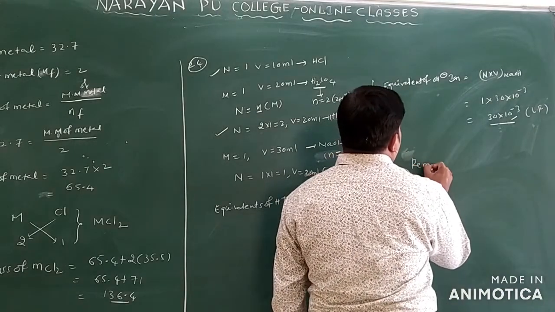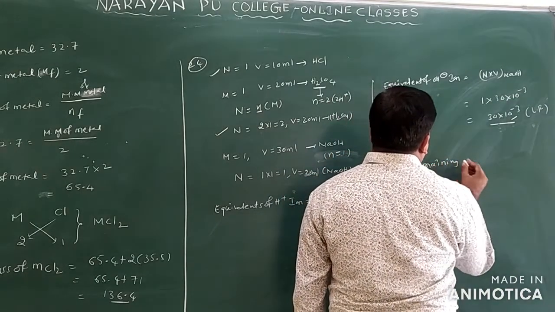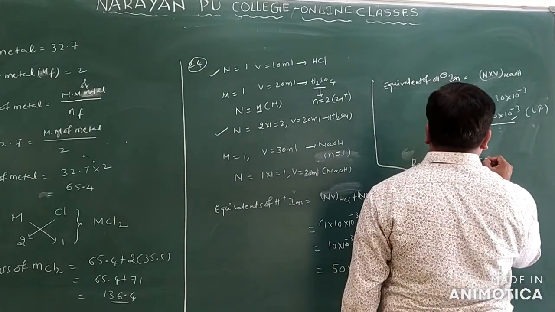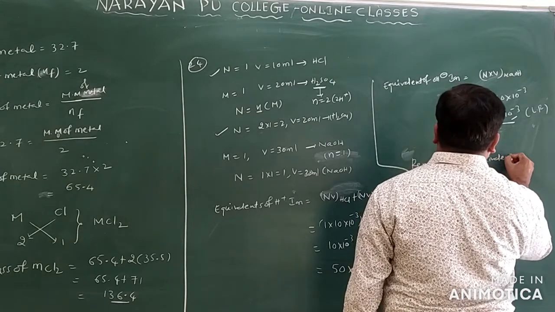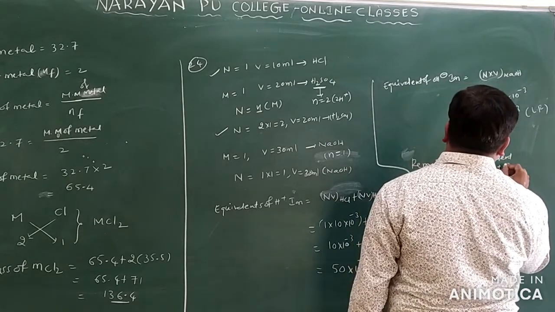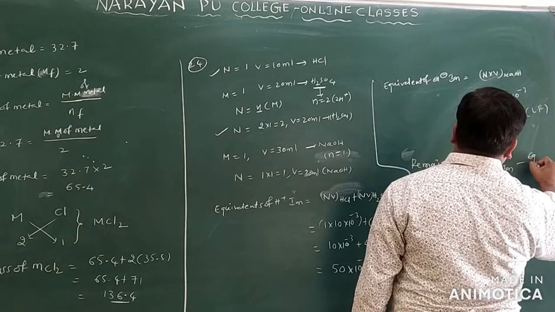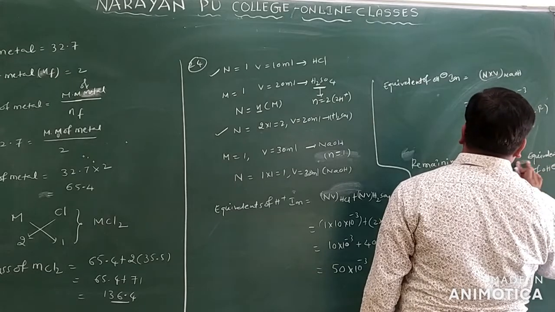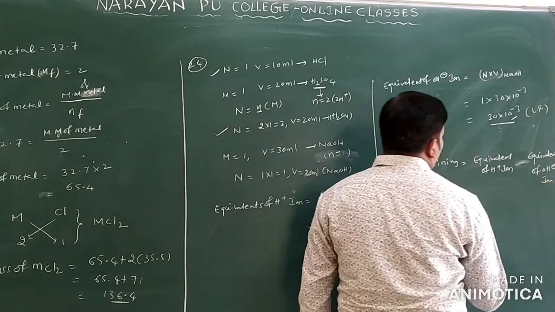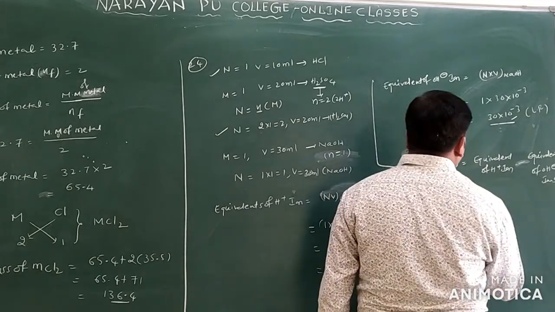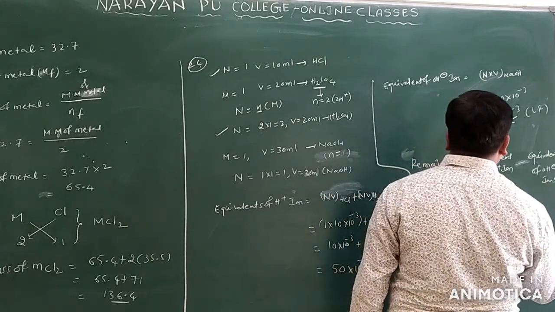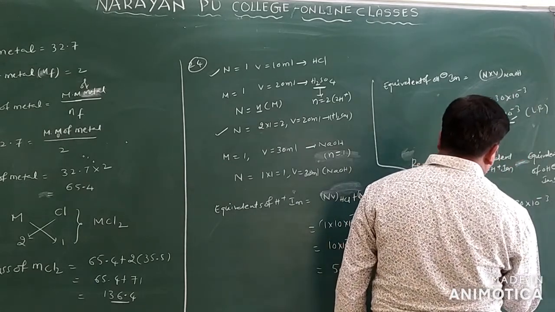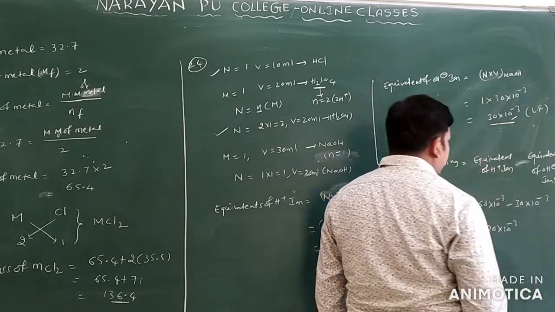So we will write here remaining equivalence of H plus ions minus equivalence of OH minus ions we have. Now we can substitute here: 50 into 10 power minus 3 minus 30 into 10 power minus 3. Suppose you take 10 power minus 3 as common, what you will get? 20 into 10 power minus 3.